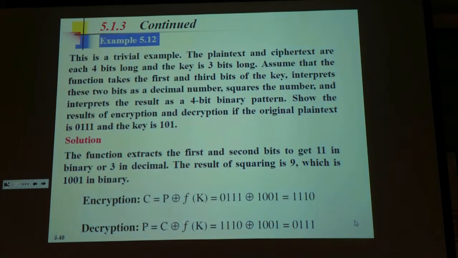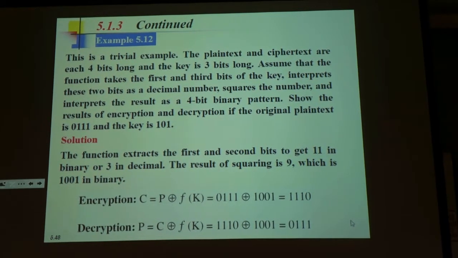All right, so what is this example? This is a trivial example. The plain text and the ciphertext are each 4-bit ones, and the key is 3-bit long. So plain text is 4 bits, cipher is 4 bits, the key is 3 bits. Assume that the function takes the first and third bits of the key. The key has 3 bits. You take the first and the last only.